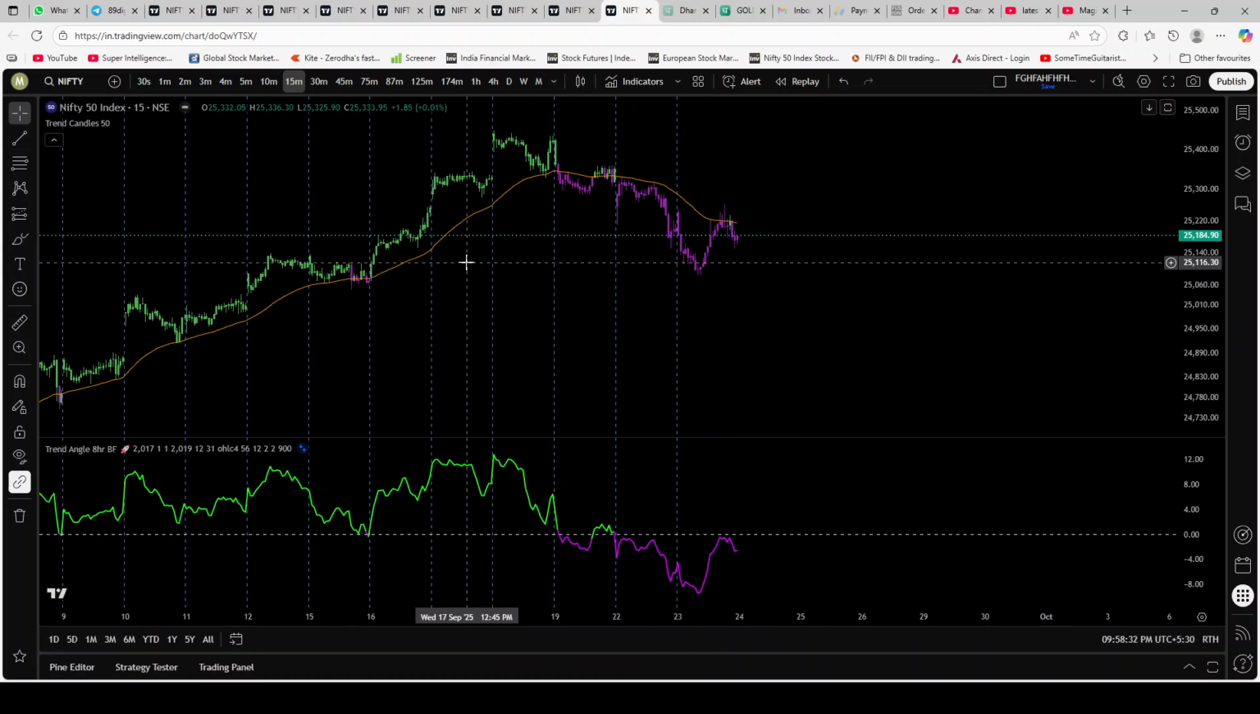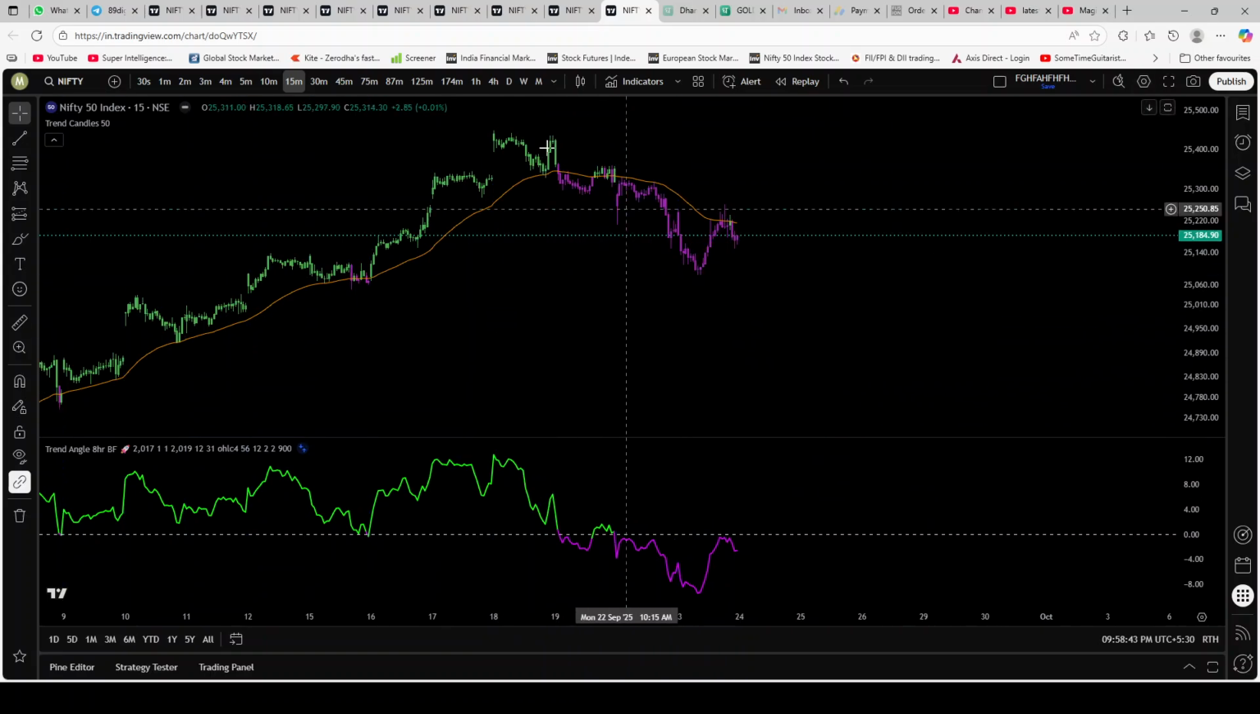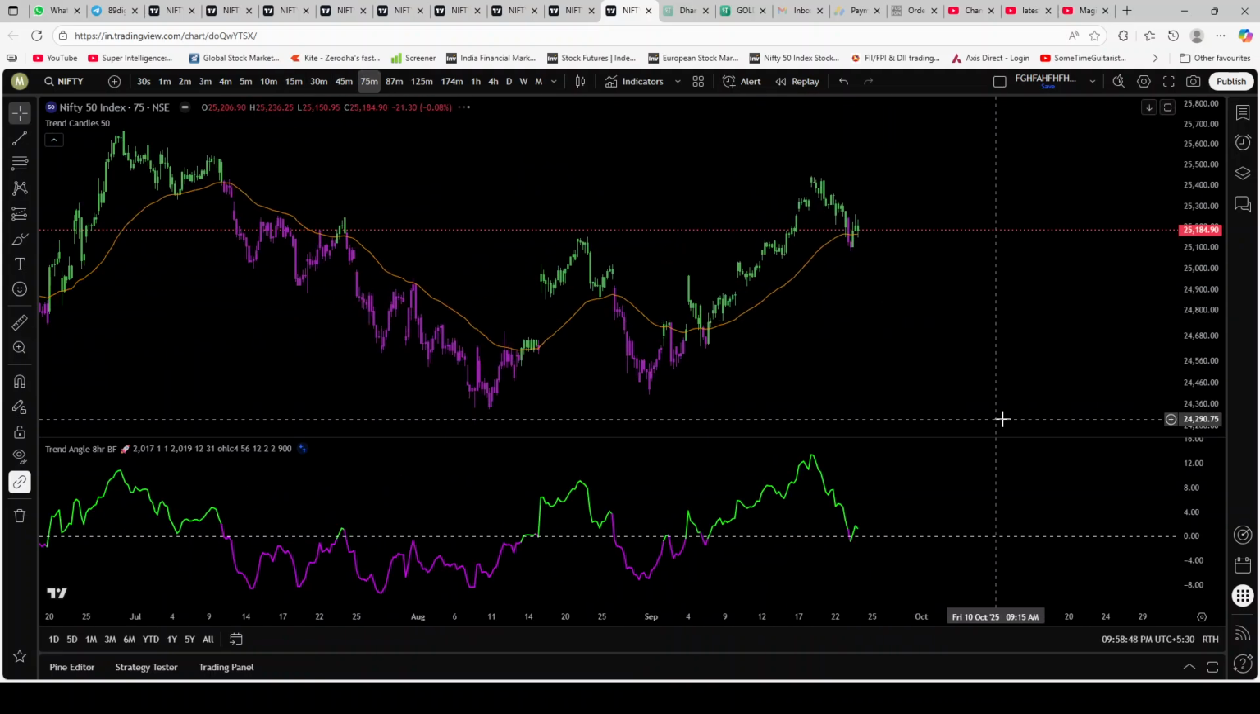On anything above 3 minutes. I would not use it for scalping and stuff like that, but any analysis above 3 minutes, I would definitely use this setup. So above 3 minutes, I will take out this sessions break, because when I'm going into higher time frames, I don't want to see those lines disturbing me.